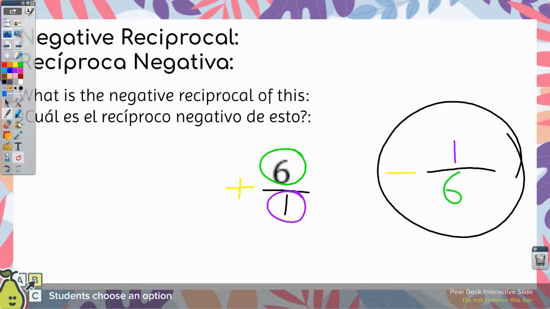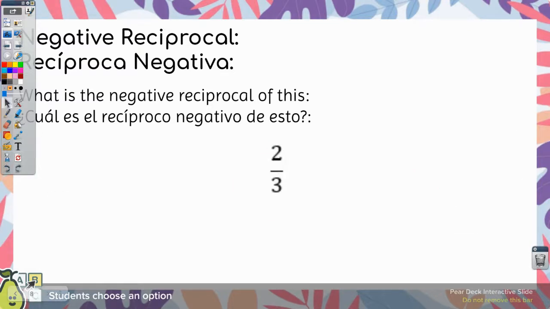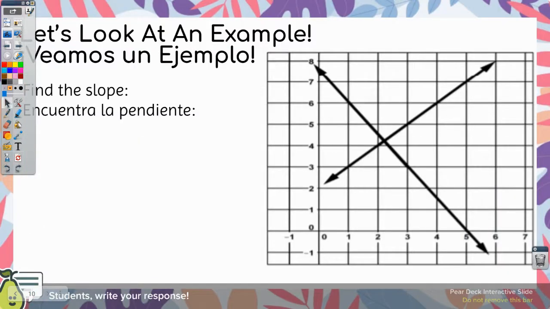So let's put that to the test. Let's use that. I have this one here, and I want to find the slope of both of these. I'm going to tell you they are perpendicular. So how do I find the slope? Here's the thing. One of these is really easy to find the slope, and the other one's really hard. But what you're looking for is clear and easy points.